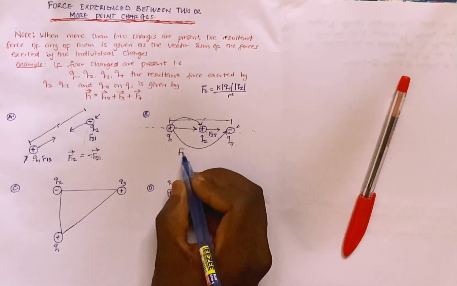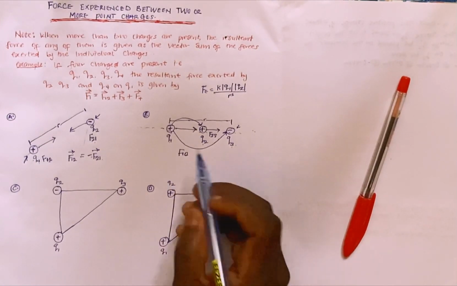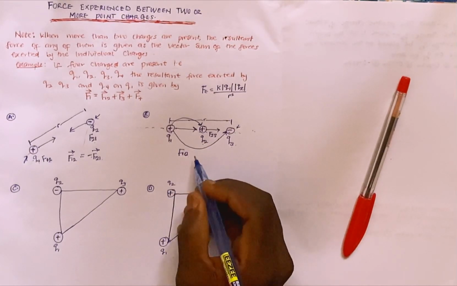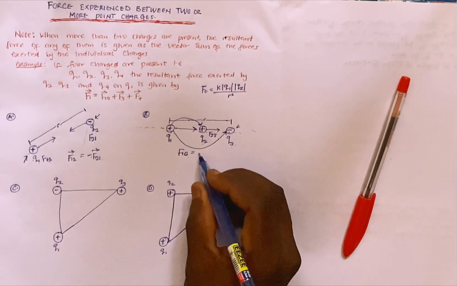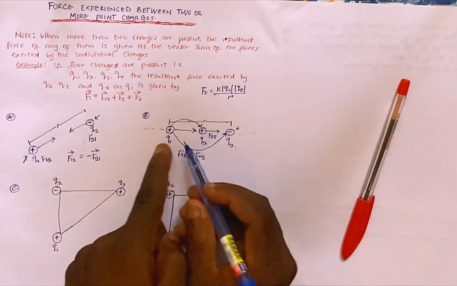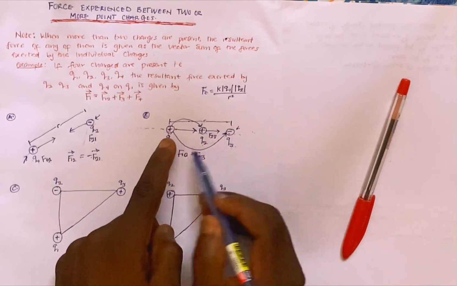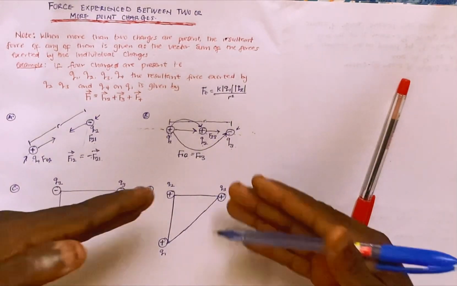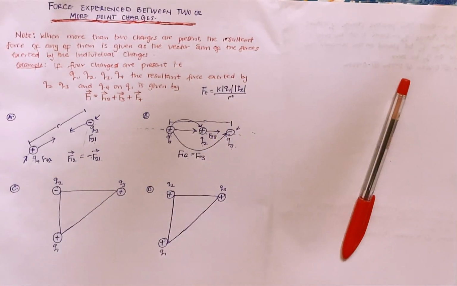So I'm going to have my F12, the repulsive force experienced between 1 and 2, which will be equal to F13, because everything moves towards this side. Both the repulsive force acting on this Q1 and the attractive force acting on this Q1 move towards the positive side. That's why I'm having this to be equal, considering the direction of both forces is positive.